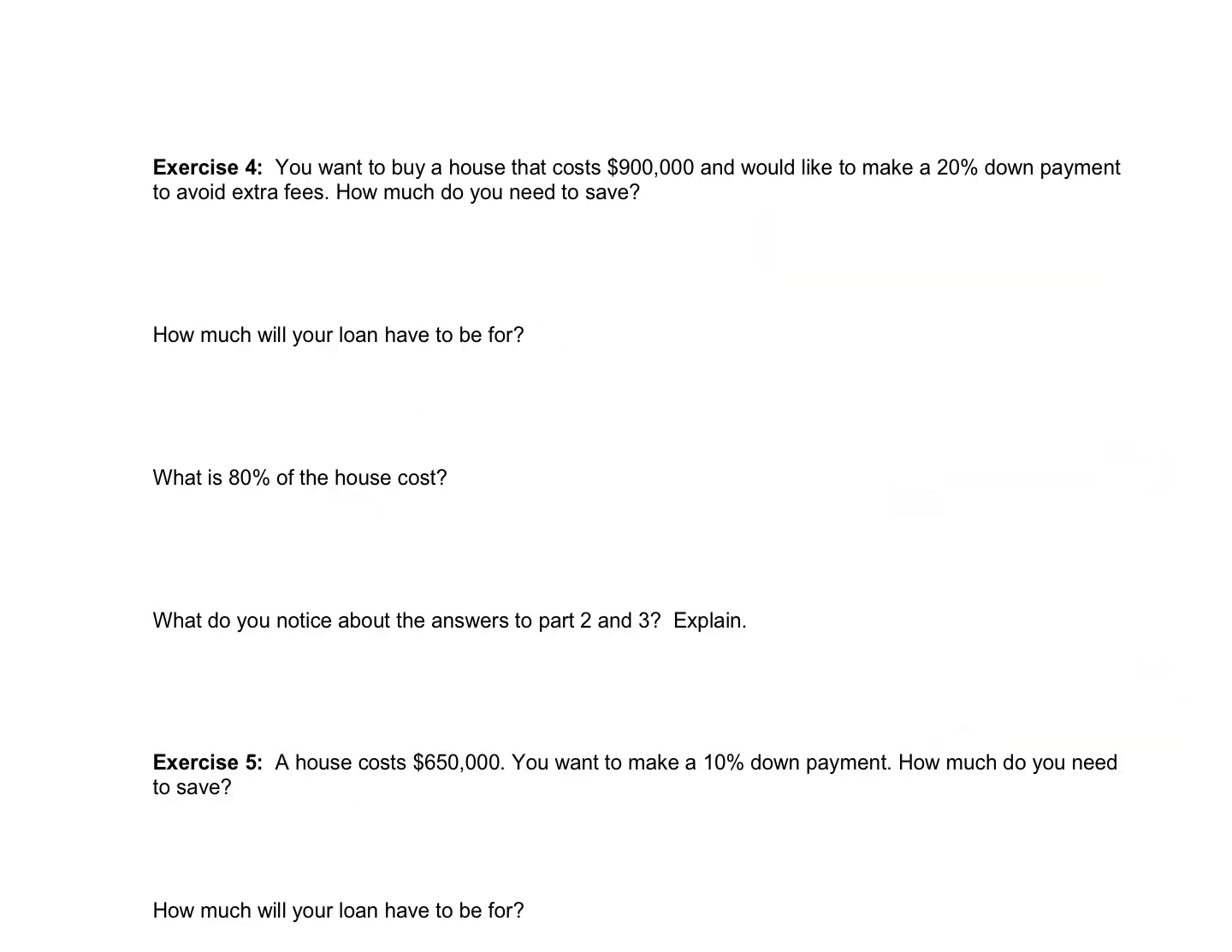All right, continuing on, exercise 4, we want to buy a house that costs $900,000, and we'd like to make a 20% down payment to avoid extra fees. So if you bought a house before, sometimes there are some additional fees if you don't put down that whole 20%. It's called PMI, private mortgage insurance. It just kind of covers you if your house goes down in value because you haven't put down enough money to cover it. So 20% of 900,000. So we really want to know, what is 20%?